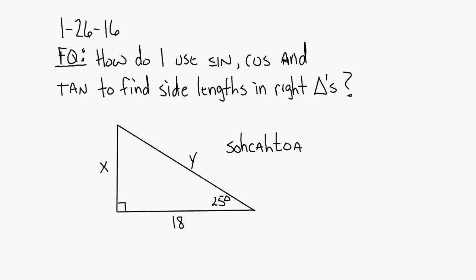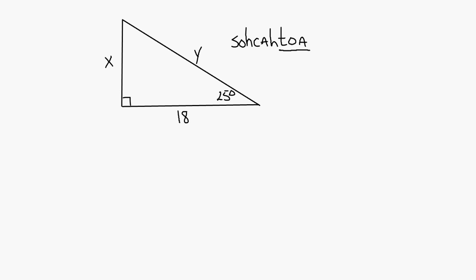All right, so here's how this works today. You're going to be finding side lengths. Let's find x first. In relation to the 25-degree angle, the x is the opposite side, and the given side is the adjacent side. Okay? So you're working with opposite and adjacent. You check your acronym, and tangent is the ratio that deals with opposite and adjacent. So you're going to be using tan.